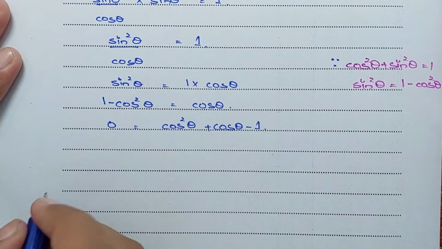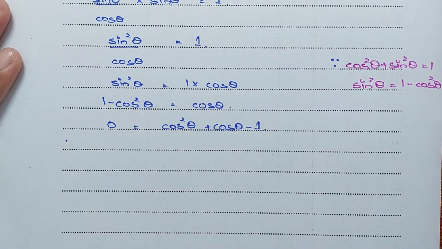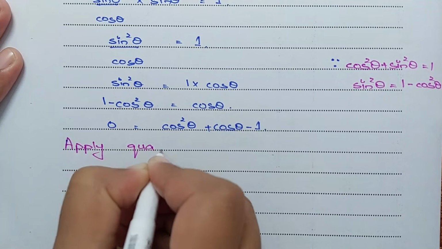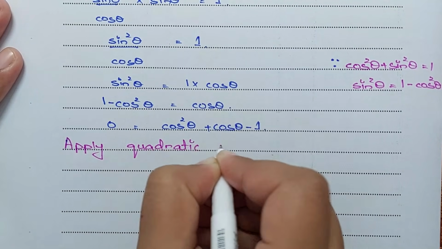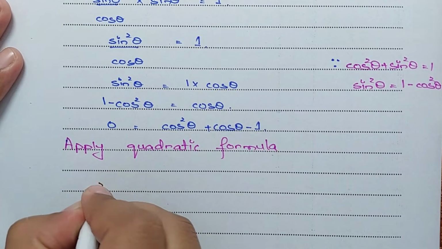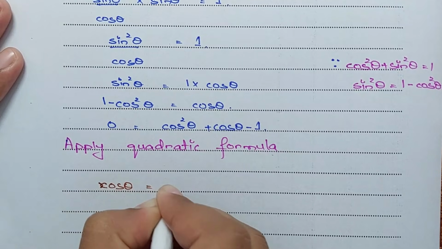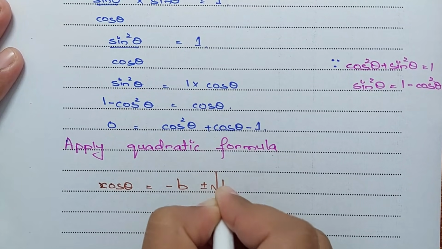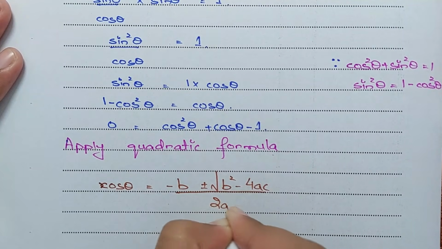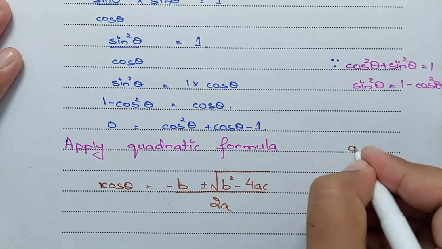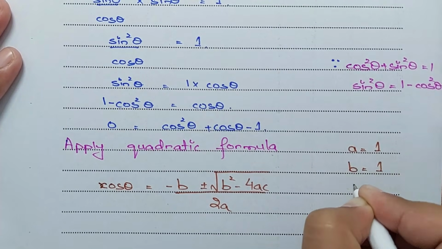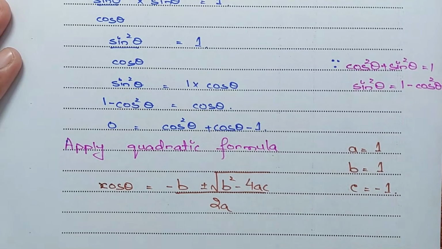Okay, now apply the quadratic formula. So we have a quadratic formula, which is cos theta would be equal to minus b plus minus square root b square minus 4ac divided by 2 times a. Now what is a? A is the coefficient of cos square theta, which is 1. B is the coefficient of cos theta, which is 1. C is the constant term, which is minus 1.